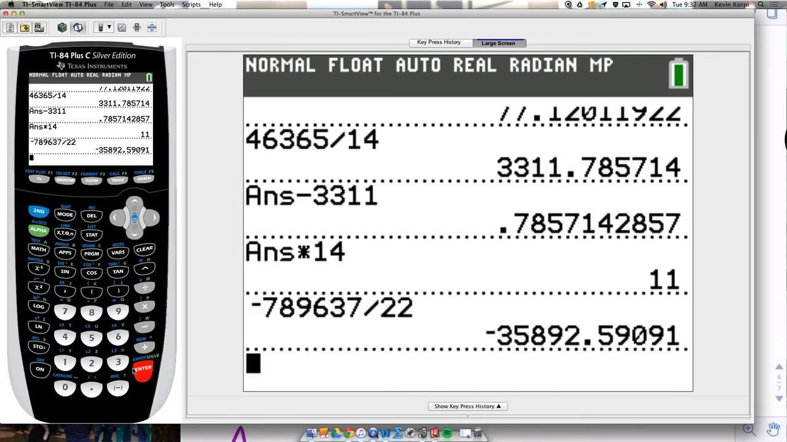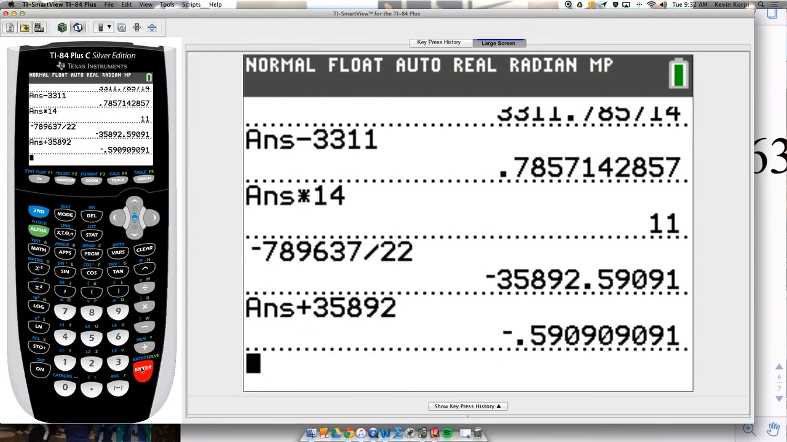So we're getting lots of rotations. Negative 35892.59091... Because it's negative now, we have to add back the full rotations, 35892, and you should see more decimals appear. 0.59090, it looks like a repeating decimal. And it's still negative, notice.